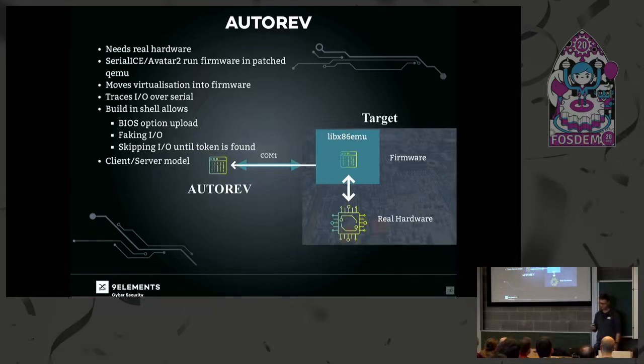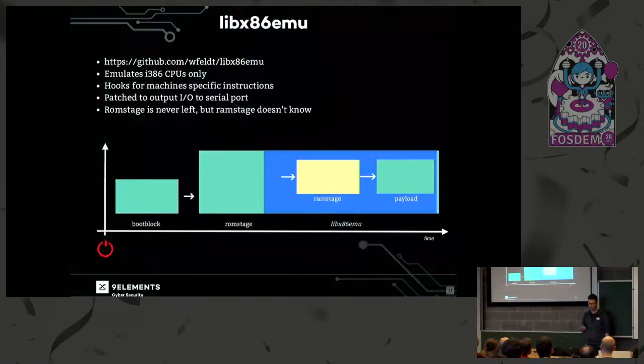And the whole thing is done in a client-server model. Let me explain. This is an open source library. You can find it on GitHub. It emulates x86 CPUs. So AUTOREV currently only works on x86, but in theory it runs on any architecture. The library allows us to hook into specific instructions, and in our case we only care about I/O instructions. It only does 32-bit. Yes, that's right.